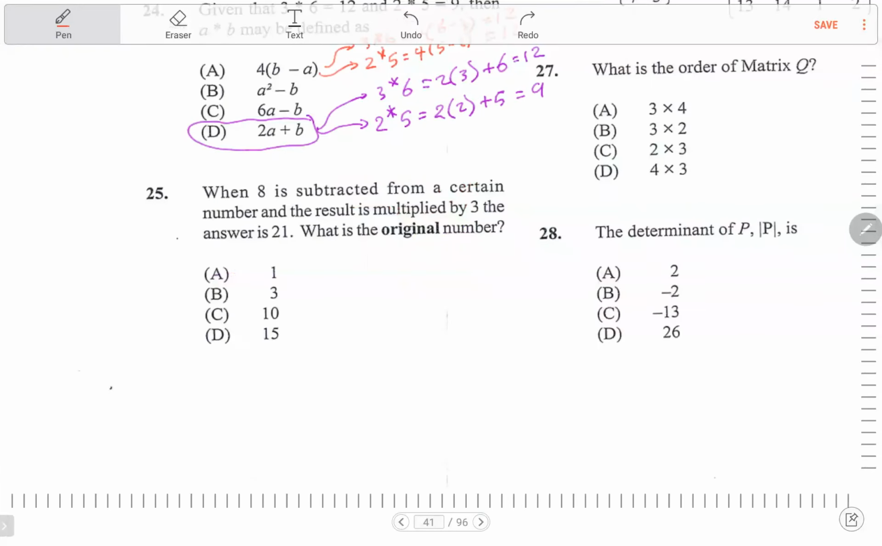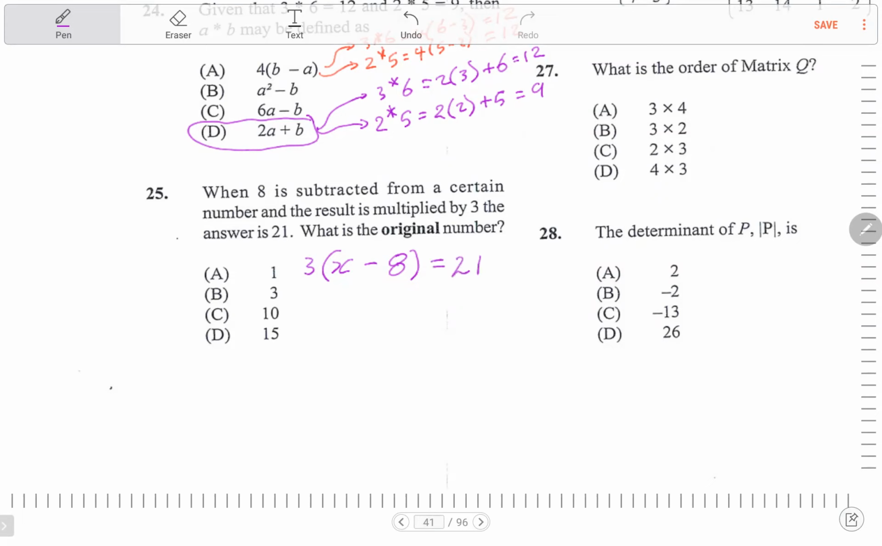Next question. When 8 is subtracted from a certain number and the result is multiplied by 3, the answer is 21. So again, I want to set up an equation. It's similar. When 8 is subtracted from a certain number, so a certain number subtract 8, and the result is multiplied by 3, the answer is 21. That is what they said.